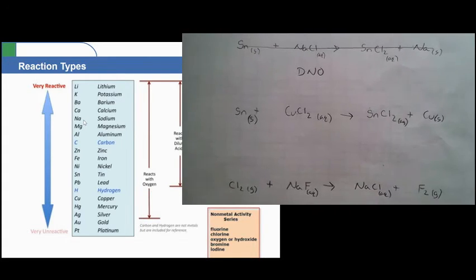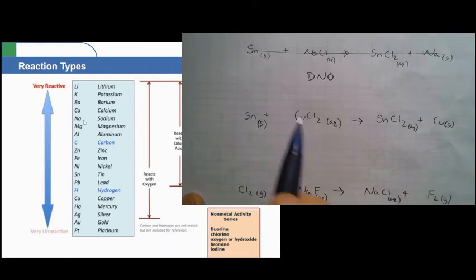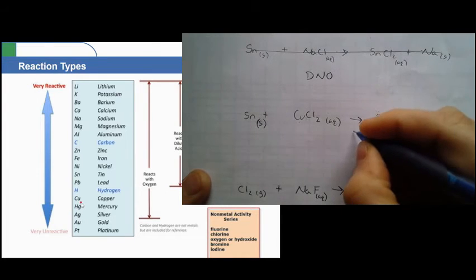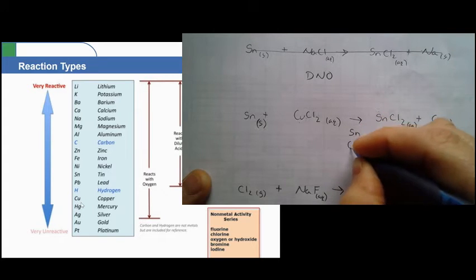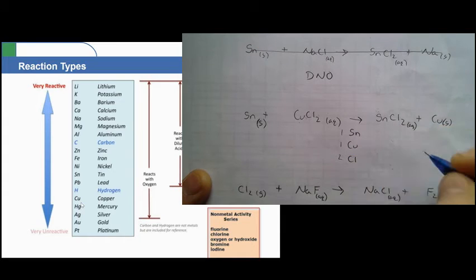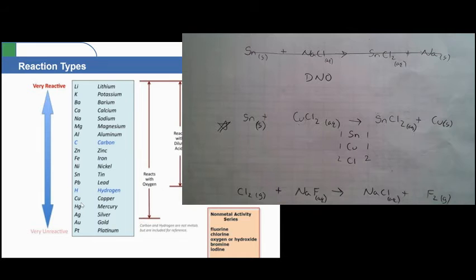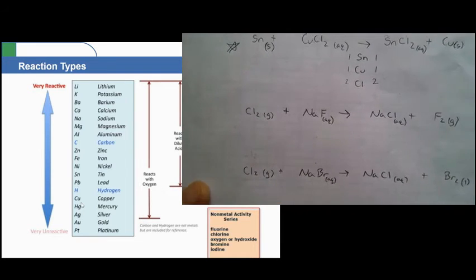However, looking at this possibility here, what about tin possibly replacing copper? Well, since tin is higher on the list than copper, then we say, yes, it can occur, and we would go ahead and try to balance it. And we have Cu, we have Cl, we have 1, 1, 2, we have 1, 1, 2. Hey, look, it's already balanced. So this guy would occur. That's a good equation.